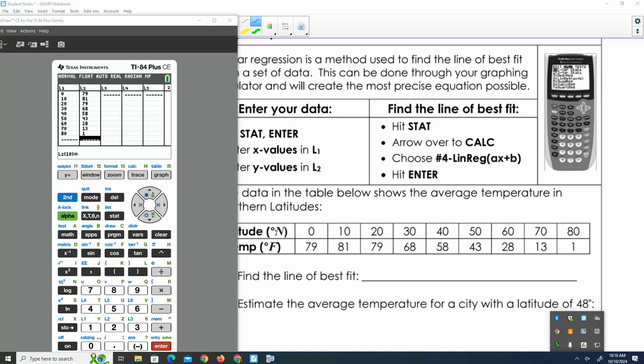Check when you get to the end. They should end at the same spot. These are ordered pairs: 0, 79; 10, 81; 20, 79. So the last one, 81. If one column is longer than the other, you made a mistake.